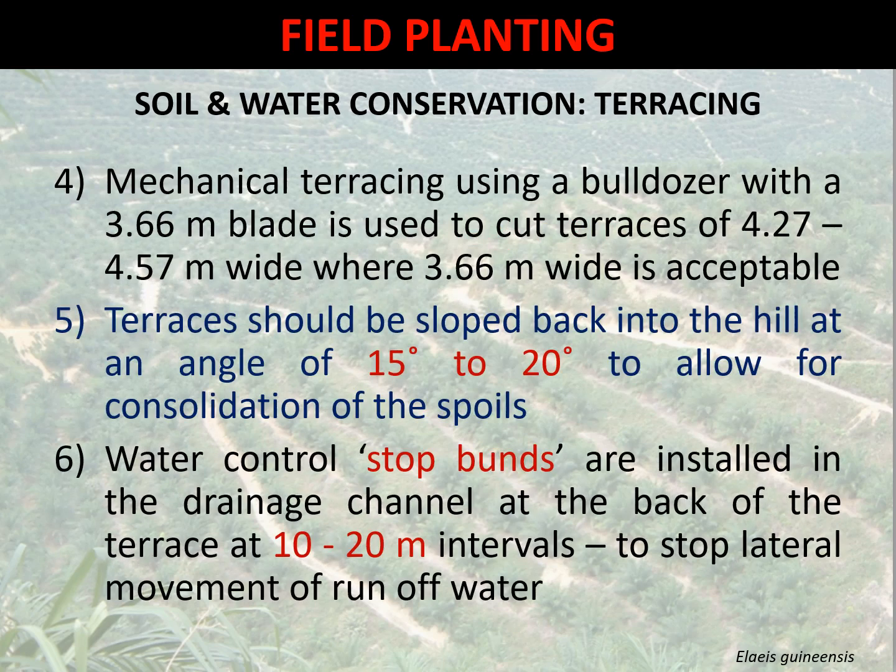Mechanical terracing using a bulldozer with a 3.66 meter blade is used to cut terraces of 4.27 to 4.57 meters wide, where 3.66 meters wide is acceptable. The terraces should be sloped back into the hill at an angle of 15 to 20 degrees to allow for consolidation of the spoils. The water control stop bands are installed in the drainage channel at the back of the terrace at 10 to 20 meter intervals. The purpose is to stop the lateral movement of runoff water.